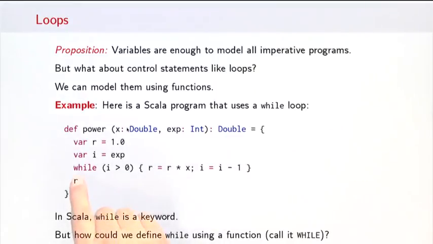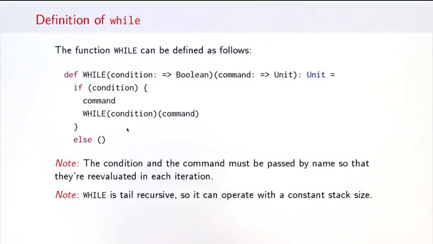To show the difference between the built-in while and the function, we name the function with all capitals, WHILE. So that function WHILE can be defined as you see here. It would be a function that takes a condition and a command, and its result type would be unit. And what it would do is it would execute the command as long as the condition was true. So it would say if condition holds, then execute command and do a recursive call to WHILE with the same condition and the same command. If condition is false, simply return with the unit value.